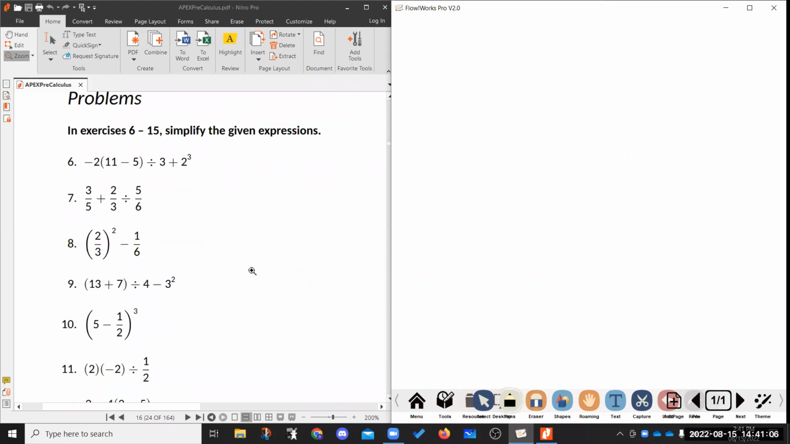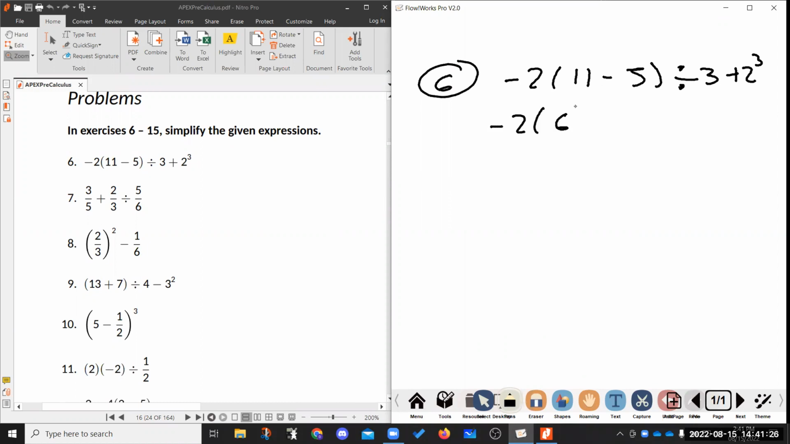All right. Now we're going to work through some problems. Number 6 asks us to simplify. We're going to see the word simplify when we are not dealing with an equation. We deal with equations later in this book. We're going to start with the parentheses. 11 minus 5 is 6.